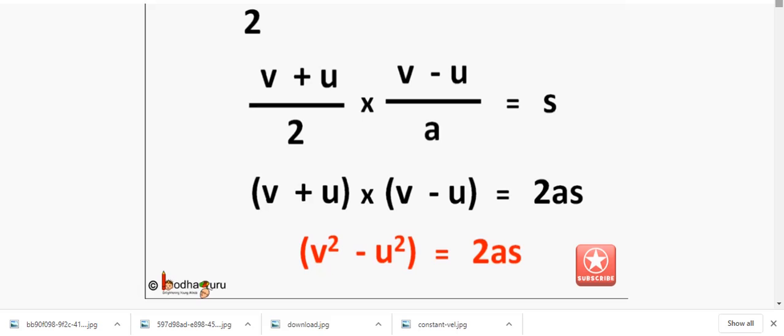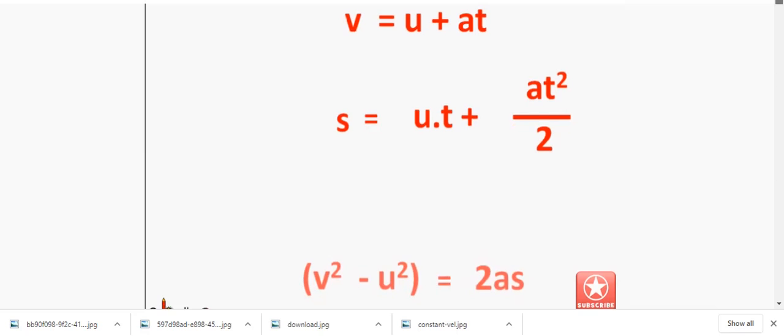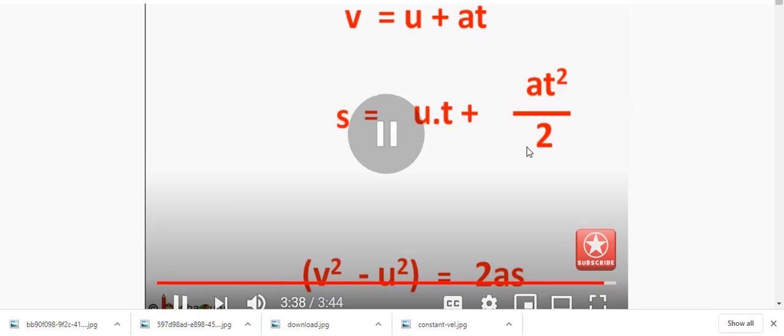So the three formulae are V is equal to U plus AT, S equal to UT plus half AT square, and V square minus U square equal to 2AS. So whenever we get a word problem or real life problem on motion, first we need to decide which formula is applicable based on which values we know. In the next lesson, we will solve.